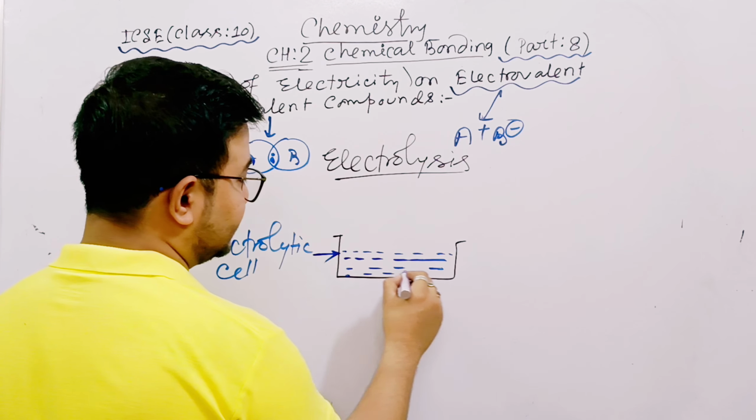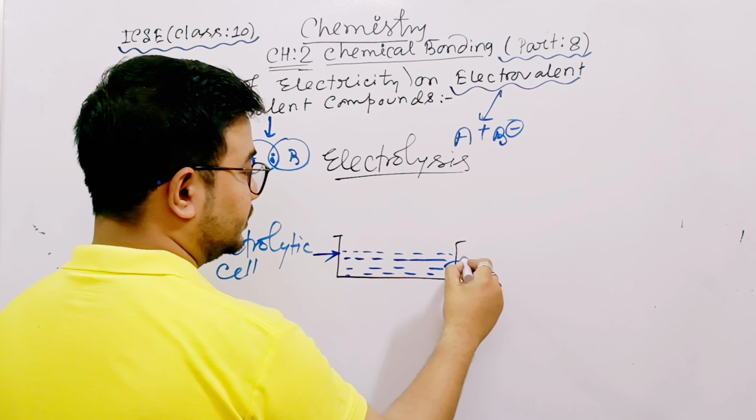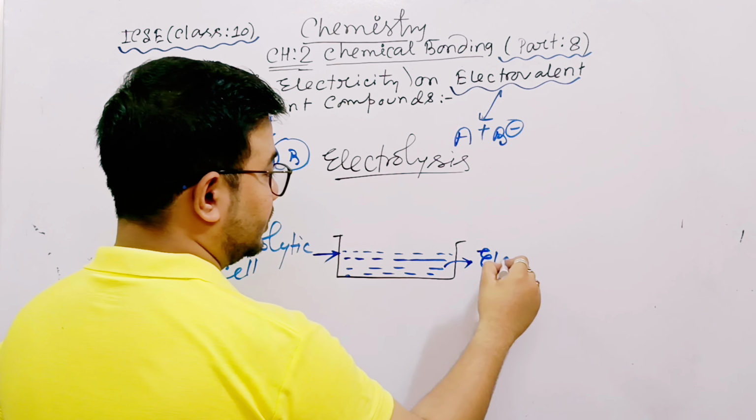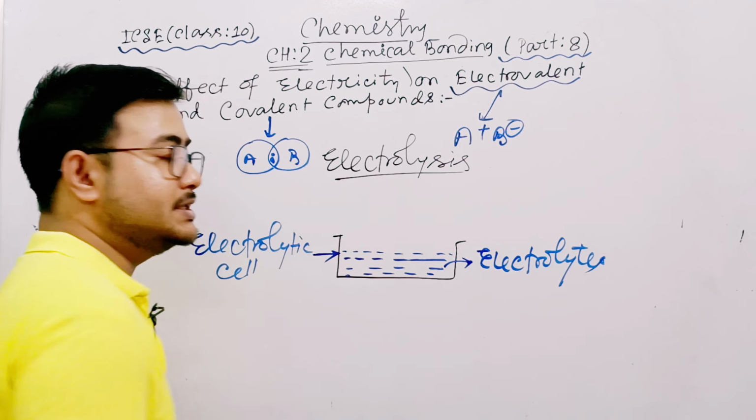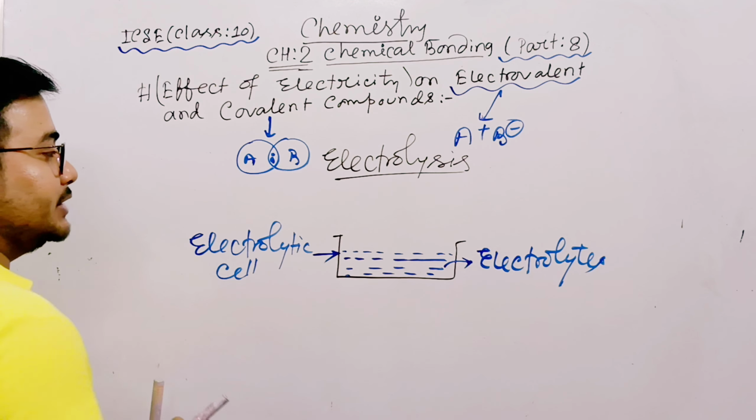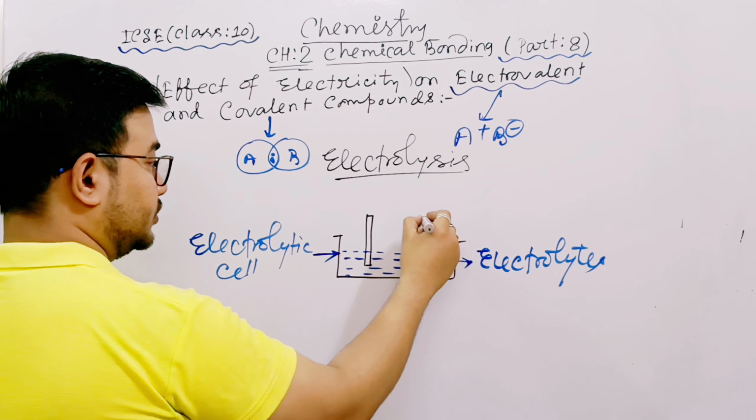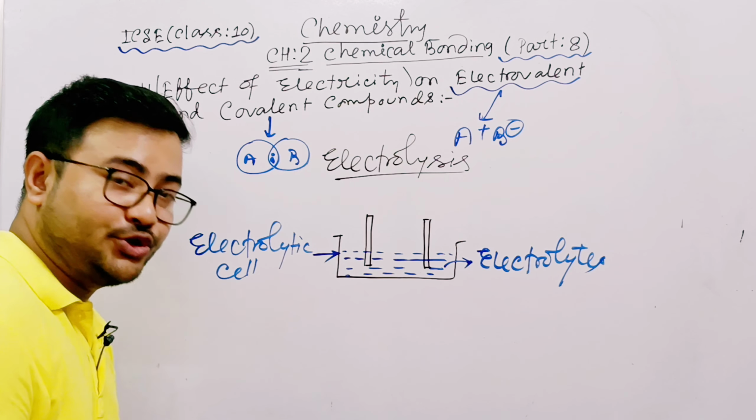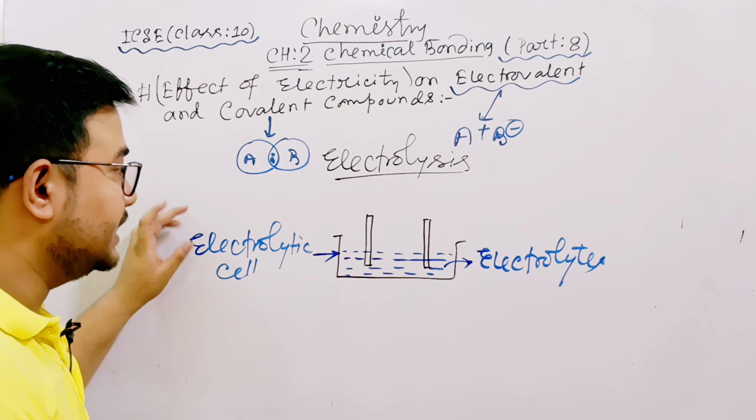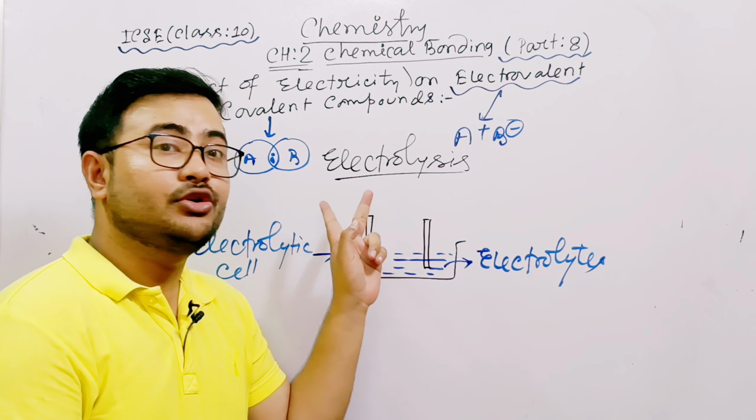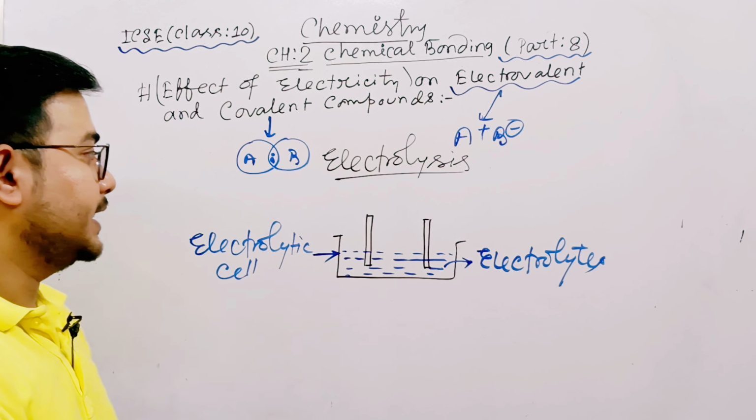I have to first take some solution. What is the name of the solution? Electrolytes. So it is known as electrolytes. Now in this electrolytes we have to dip two rods. So now as I told, it is called a container, but in chemistry we use the term electrolytic cell. These two are called rods, but in chemistry one is anode, another is cathode.